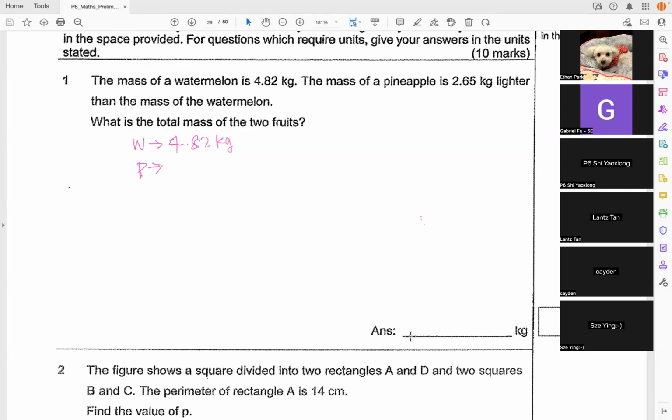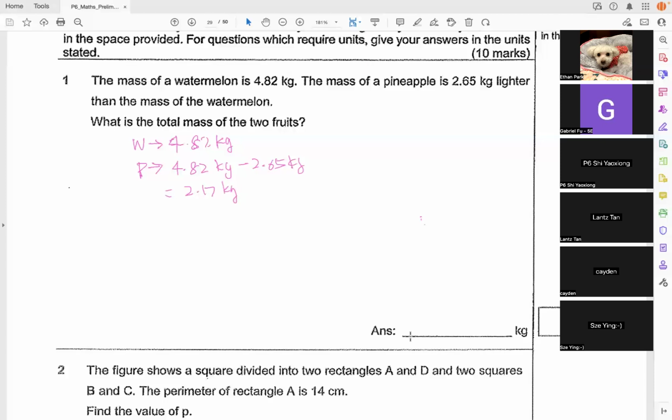Okay. So if you want to record with units, then it's going to be clear. 4.82 kilogram. The mass of pineapple is 2.65 kilogram lighter. Then it will be 4.82 kilogram minus 2.65 kilogram lighter. So you minus that, then you get the mass of a pineapple.